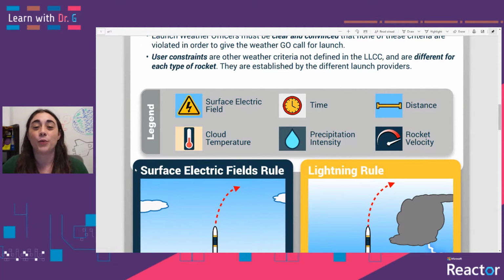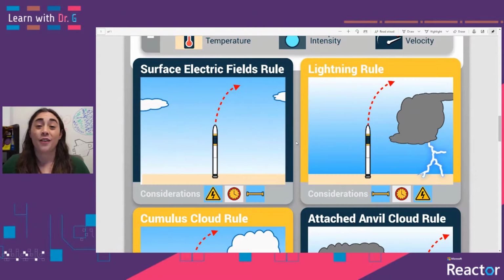These 6 icons represent 6 things that we need to take into account prior to launching a rocket to ensure the safety and success of the launch. For example, on a pretty clear, somewhat cloudy day, we always need to be taking into account the surface electrical field, the time of day, and the distance from the rocket to any kind of weather, pretty much anything. In particular, we're always worried about clouds because clouds help create lightning and therefore make our launches a little less safe.